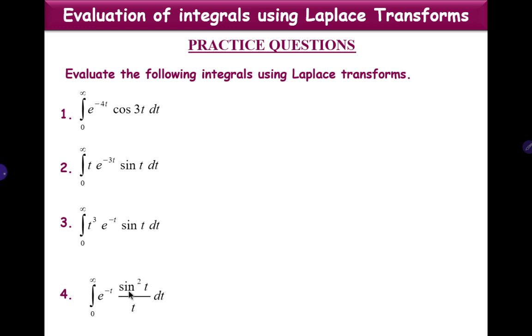Write sin square t as 1 minus cos 2t by 2, by t. So now apply the L of f of t by t formula. Finally replace s with 1. So try to solve all these problems.